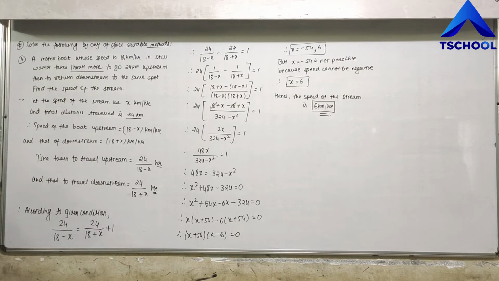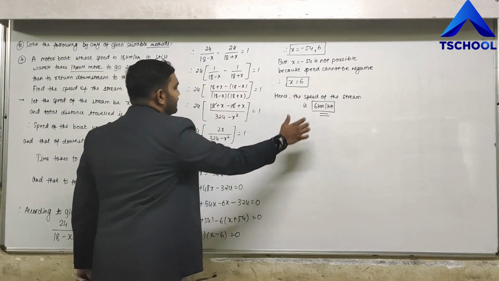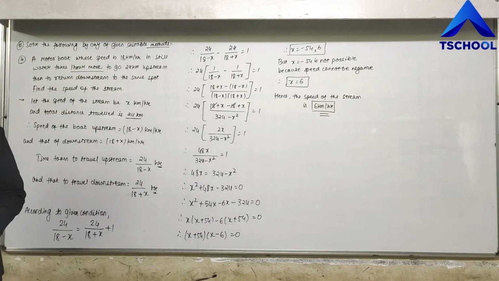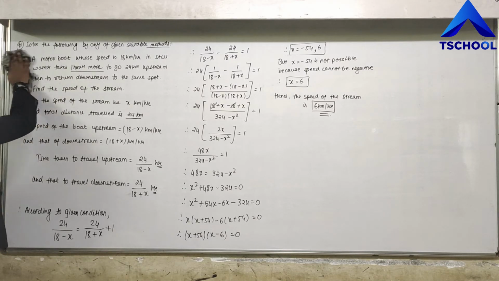So that is about the given condition, that a motorboat whose speed is 18 km per hour in still water takes 1 hour more to go 24 km upstream than to return downstream to the same spot. Find the speed of the stream. Hence the speed of the stream is 6 km per hour. Is it clear, friends? Right? Okay. Then we have some more questions related to this kind of conditions, right? So shall I erase this?